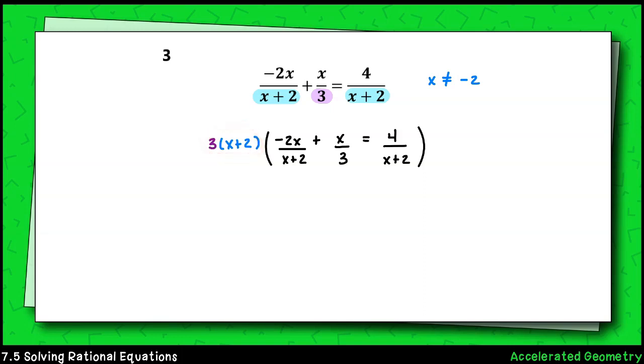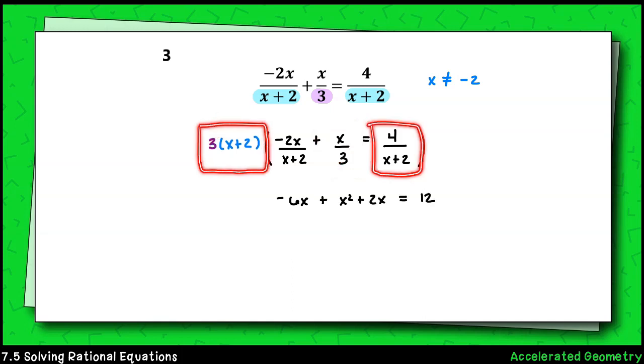Now, let's focus on the first term. I've got 3 times x plus 2 times negative 2x over x plus 2. I see that the common factor, the blue common factor, x plus 2, is going to reduce down to 1. So this leaves just 3 times negative 2x, or negative 6x. Next, we have 3 times x plus 2 times x over 3. Again, the common factor of 3 will reduce down to 1. This leaves just x plus 2 times x, or x squared plus 2x.